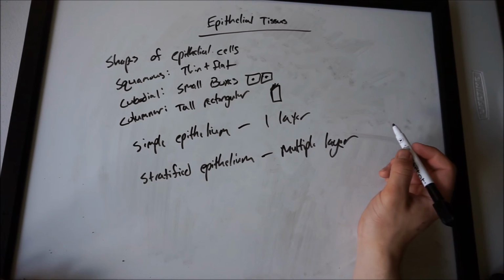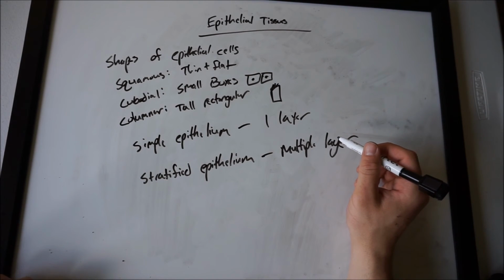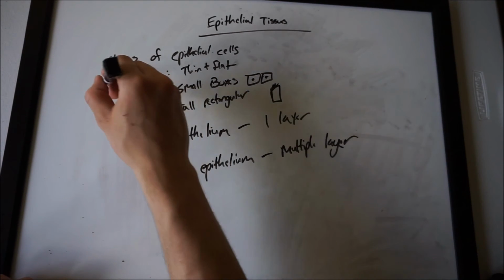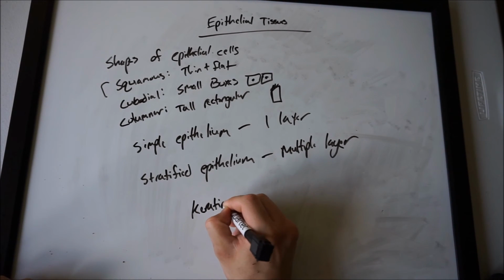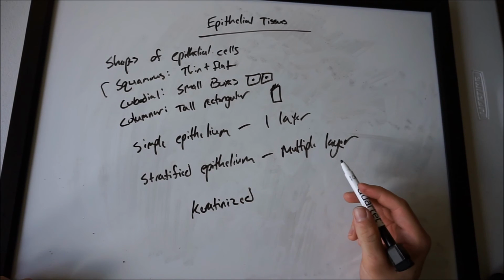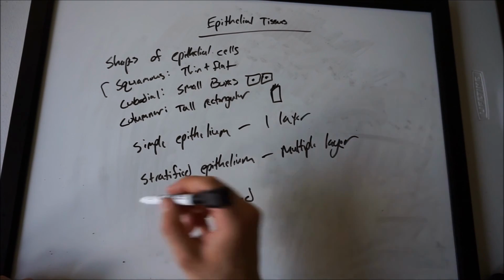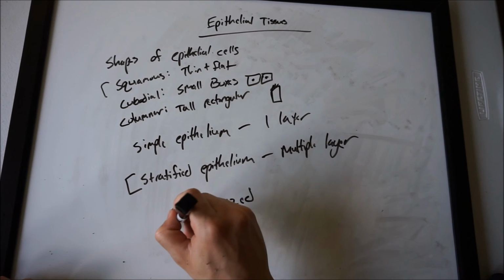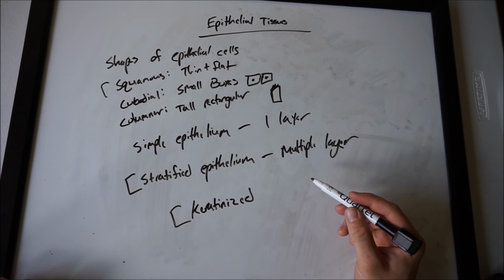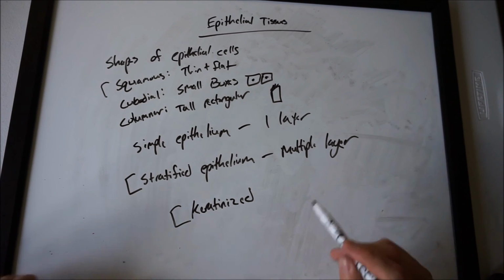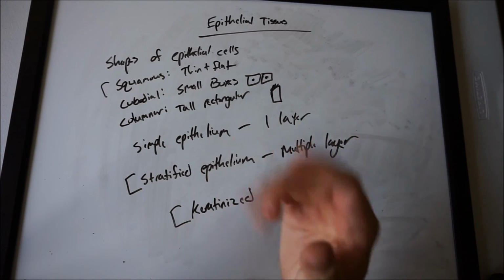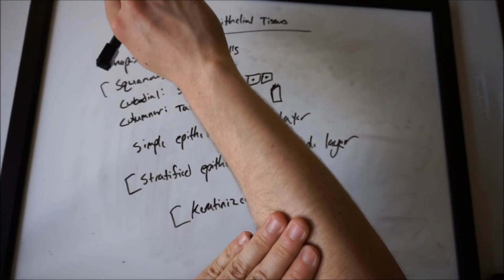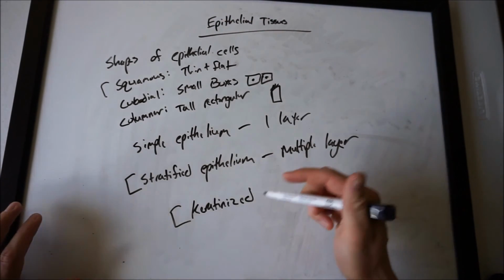Again, the skin is a special type of squamous epithelium. It's keratinized. So the skin is squamous, it's stratified, and it's keratinized. Basically what that means is a bunch of layers of squamous cells that are packed with keratin protein. This makes them resistant to moisture and stuff like that. And it makes them tough, because our skin is a protective barrier to the external world.